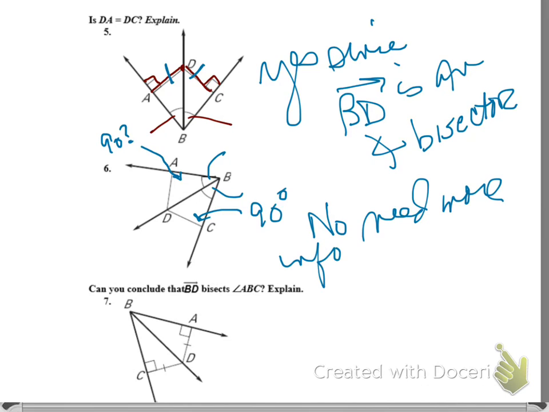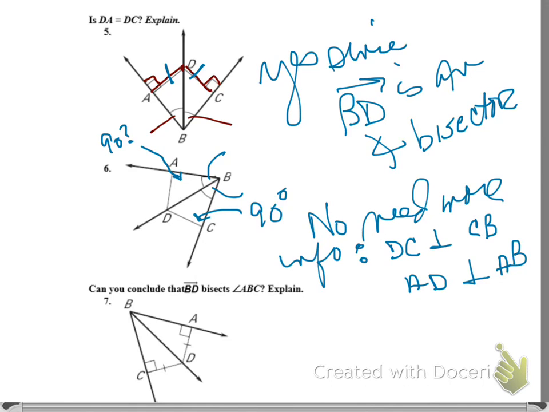And what information do you need? You need to know that DC is perpendicular to CB, and you also need to know that AD is perpendicular to AB. So that's the piece that you don't know.